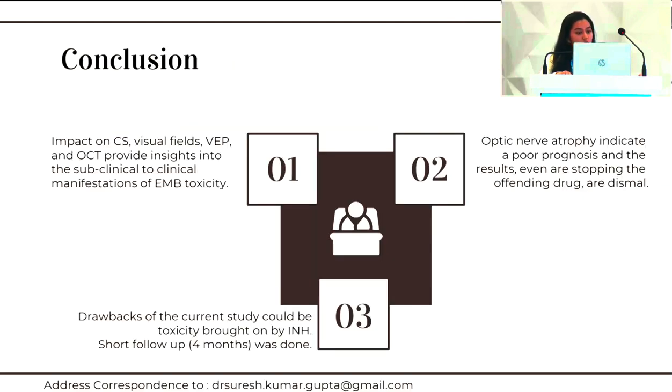In conclusion, this study highlighted the subclinical to clinical manifestations of ethambutol-induced ocular toxicity. Optic nerve atrophy definitely proved to be a poor prognosticating factor, and the drawbacks we came across were not being able to rule out the confounding toxicity offered by isoniazid, and the fact that it was a short follow-up study.